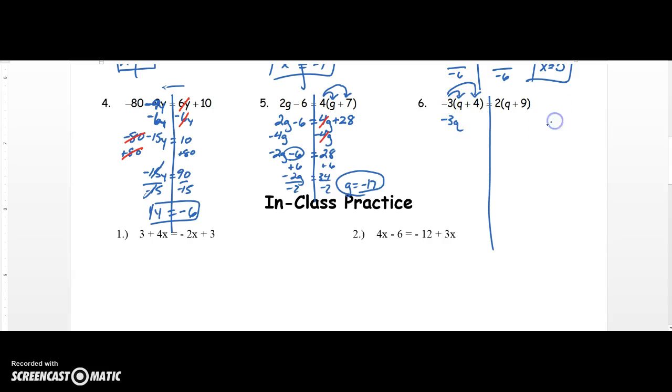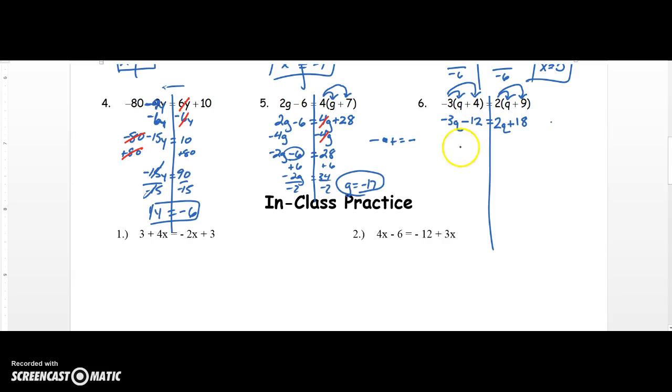Remember, a negative times a positive is always going to equal a negative. So you get negative 12 equals, same thing over here, we have to distribute again. 2 times q is 2q. 2 times positive 9 is positive 18.